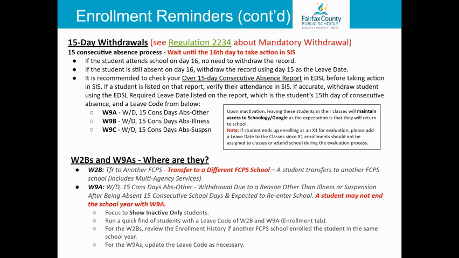Same thing with our W-9A students. According to the definition with W-9A, a student cannot end the school year this way. So focus on your inactive kids, find your W-2Bs and W-9As, check and see if that W-2B kid is already enrolled in another FCPS school, and then find out the whereabouts of those W-9A kids. Are they really going to come back for the rest of the school year? If not, go ahead and update that W-9A to another code that describes where that student is now.